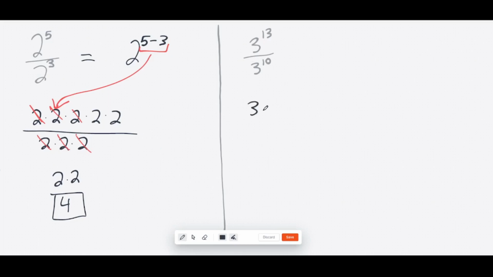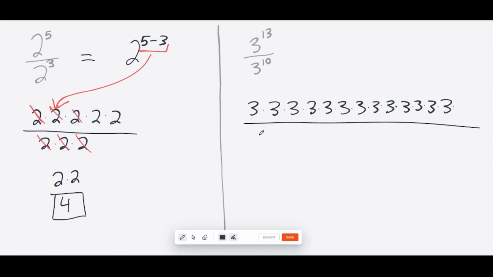If you work this out, I'm going to write out 3 13 times. So that's 3 times 3 times 3 times 3, 4, 5, 6, 7, 8, 9, 10, 11, 12, 13. So there's 13 in the numerator, and now I'll do 10 in the denominator: 1, 2, 3, 4, 5, 6, 7, 8, 9, 10. So a lot of 3's in the numerator and a lot in the denominator. However, according to the same logic, we really don't care how many total there are, because the vast majority of them are going to cancel out.